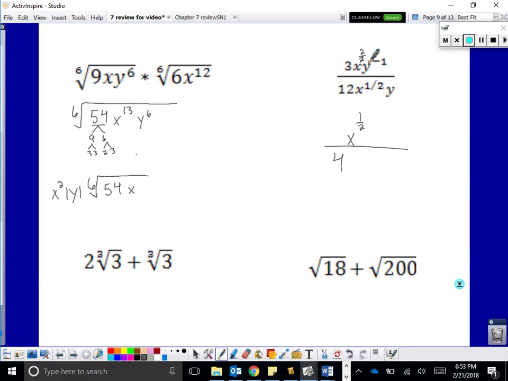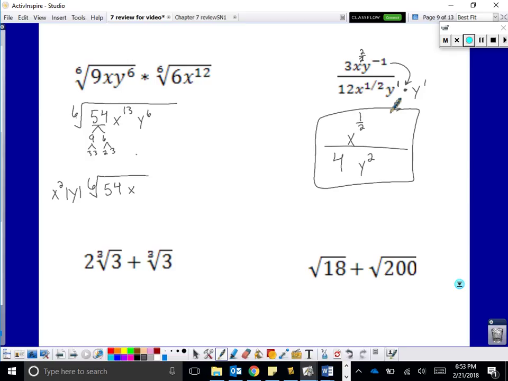And I've got y to the negative 1 and y to the positive 1 here. So two ways of looking at this. You can either subtract these or just know that y to the negative 1 gets moved to the bottom as y to the first. So really I have two y's down there and it would be y squared.